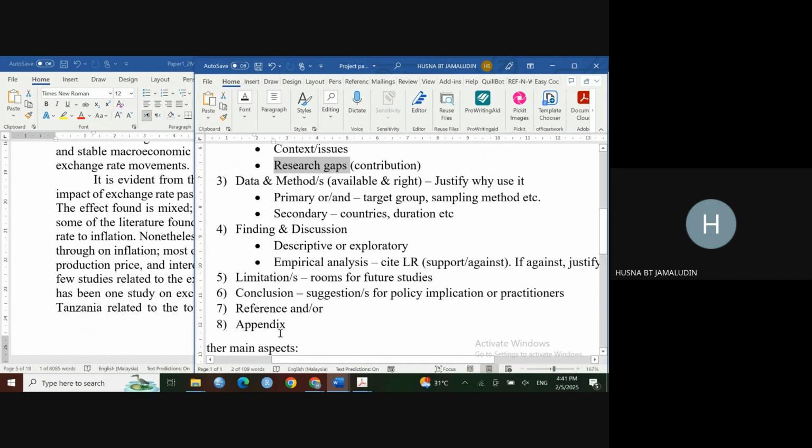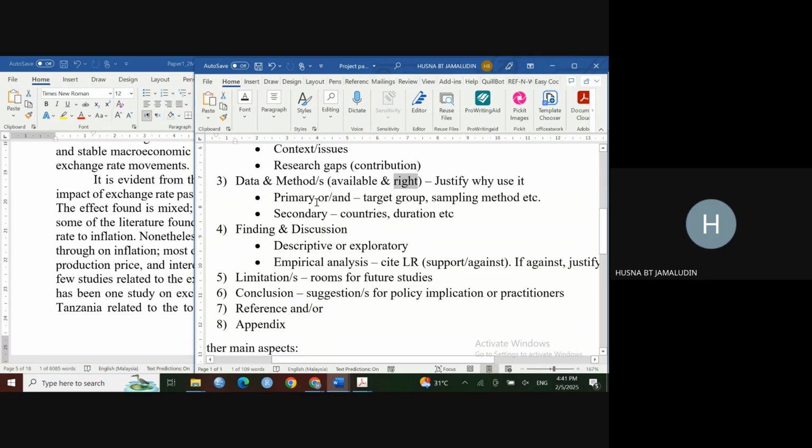Okay. So now, data and method. Okay. So you have to make sure that your data are available, and that you are using the right method. In economics, it's all about data and it's all about method, right? This is our area of expertise. Let's say the topic is very interesting. You have the problem statement, you have the literature review, but the data is not available. How would you analyze it, right? If the data is available, but you don't know the right method, that will also be wrong, right?